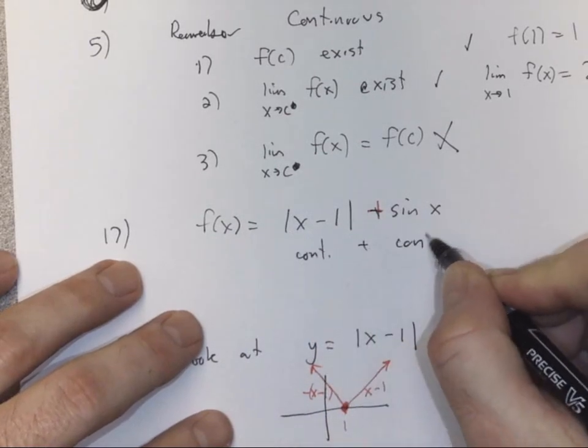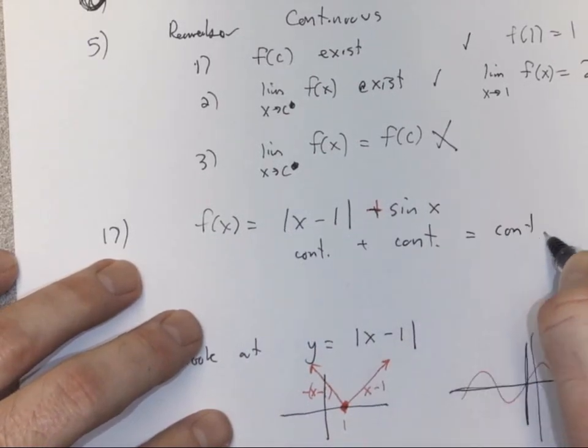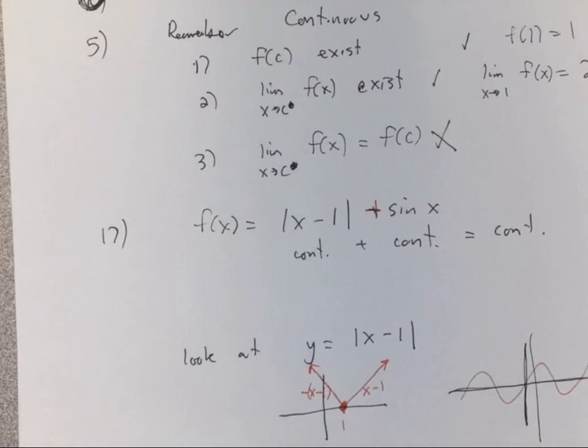Continuous plus continuous equals continuous. If it's a minus, continuous. Still continuous. What if it's a times? Continuous. What if it's a division? Continuous. Except if the bottom is 0.